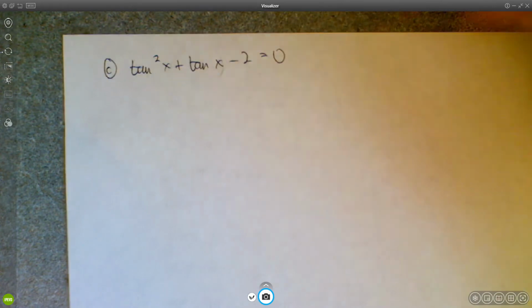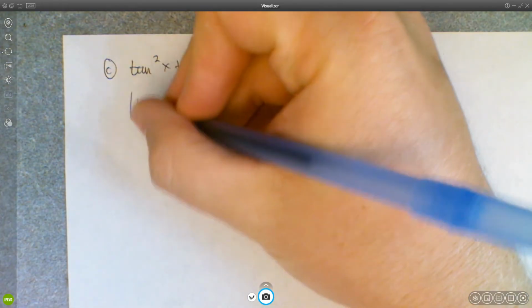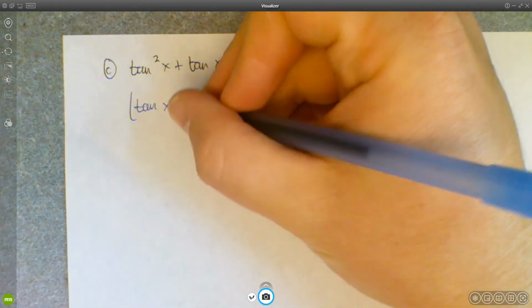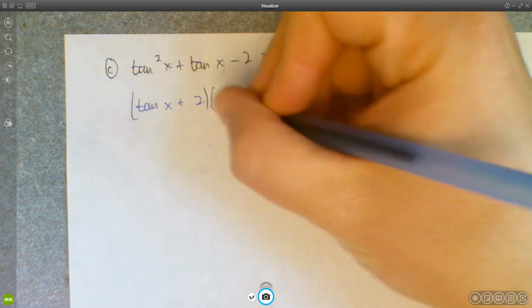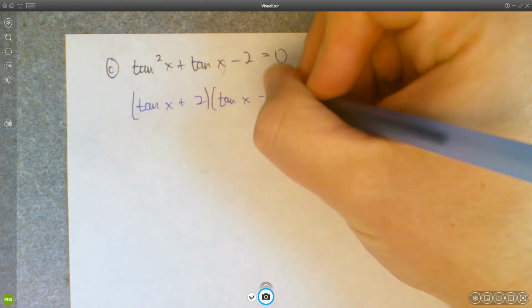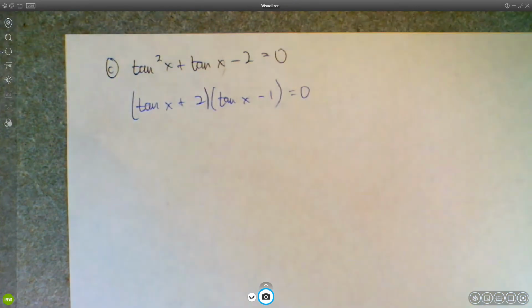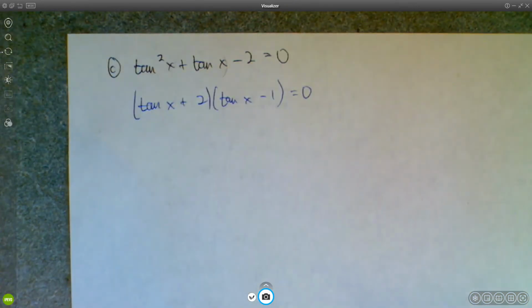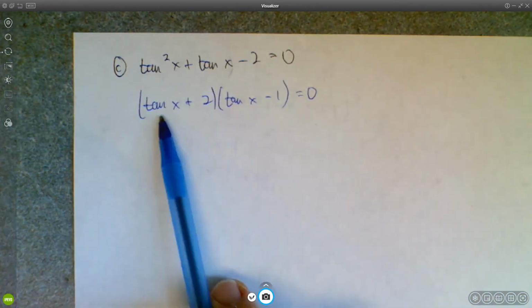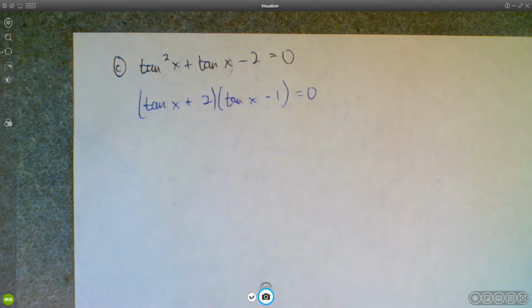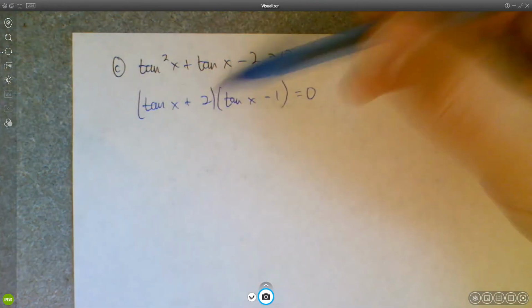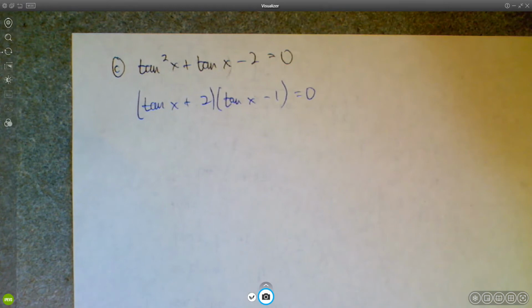I think we can factor this one as well. I think we can call it (tan x + 2)(tan x - 1) = 0, right? That'll give us a 2 tangent x minus the tangent x. That gives us the 1 tangent x in the middle, and then, of course, the -2. So that does the trick.